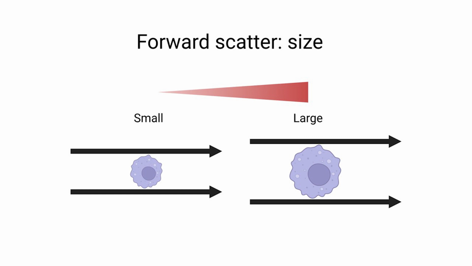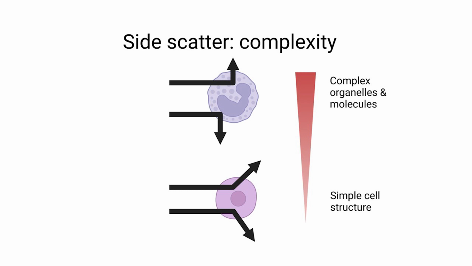Forward scatter detects light diffraction around the cell. Forward scatter intensity is proportional to the diameter of the cell. For side scatter, detectors measure light that is reflected from intracellular structures. Light that is reflected at greater angles, in other words, side scatter intensity, is proportional to the granularity and complexity of intracellular structures. So an example of a cell with high complexity are granulocytes.